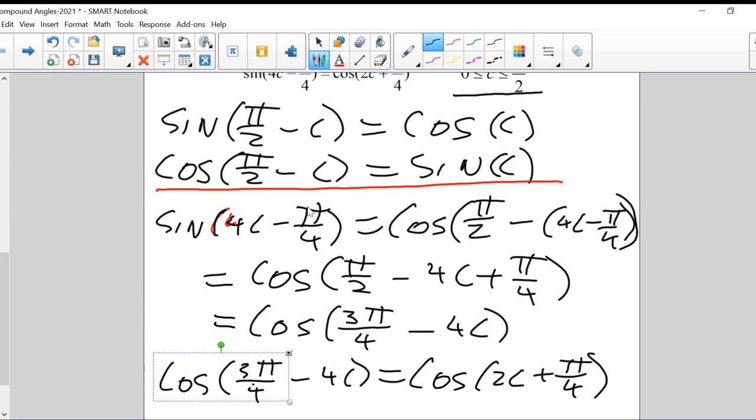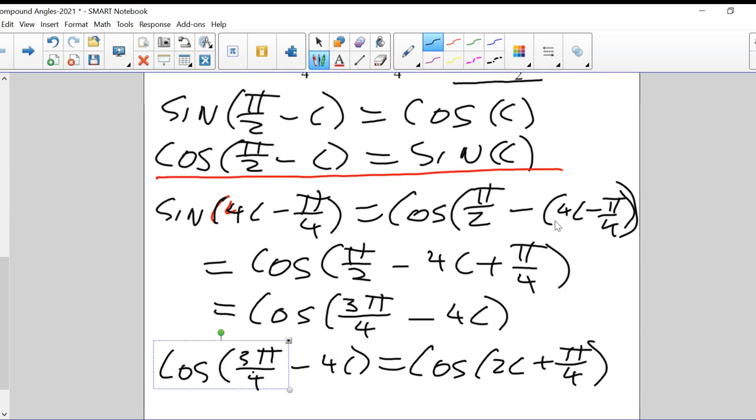So I'm minusing the 4c minus pi over 4, which means that minus is applied to both things in the bracket. So I'm minusing 4c and I'm adding the pi over 4 because you're minusing a minus. Travis, does that part make sense so far? You follow that? Okay.